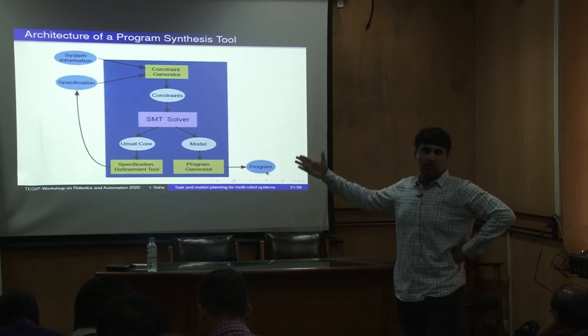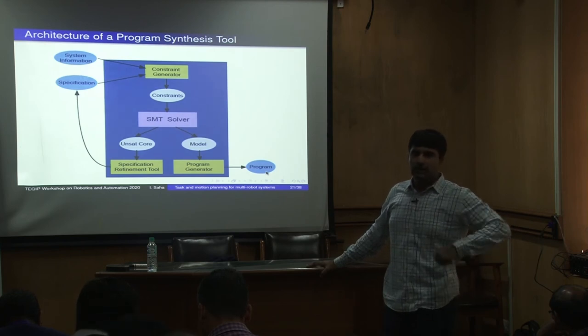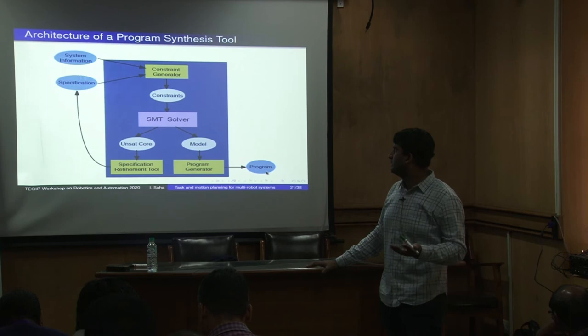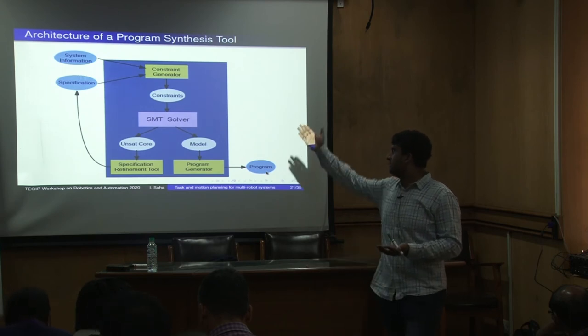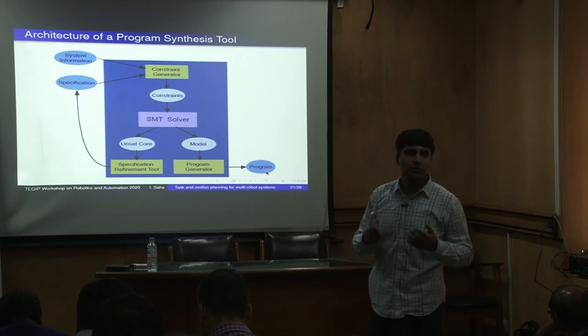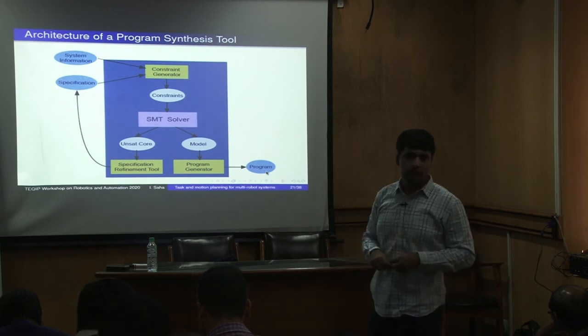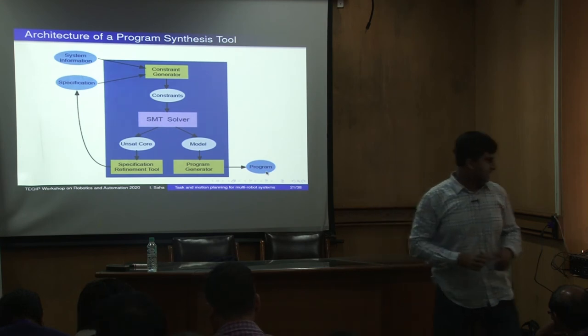So this SMT solver is a third party tool, right? The whole algorithmic component that we have is basically the constraint generator. How do we generate constraints that will capture the exact planning problem in a form that can be solved using the SMT solver?